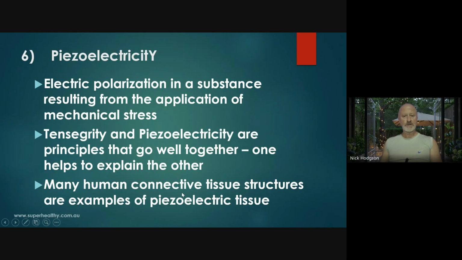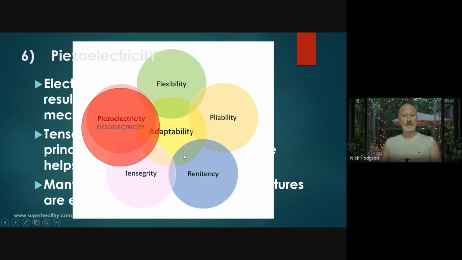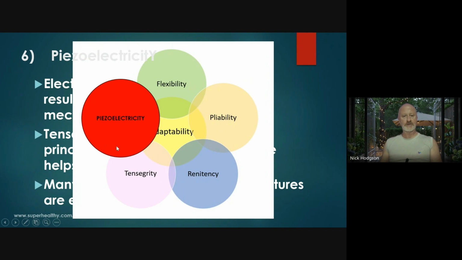So many human connective tissue structures are examples of piezoelectric tissue. So piezoelectricity creates this new dimension. If we just look at these other areas, then we're really just talking about a Newtonian mechanical system. Once you get into the piezoelectricity, you start to understand the energetic and the electric components and the communication component of health and well-being.